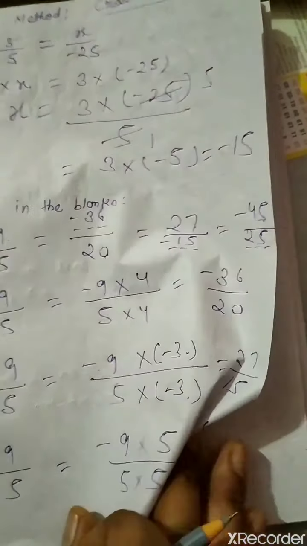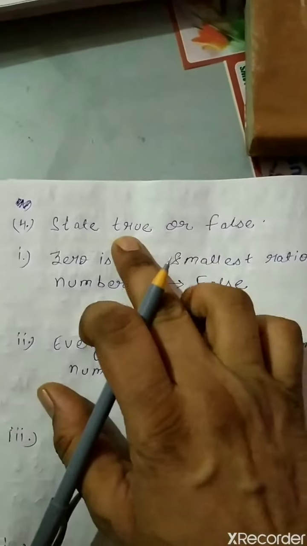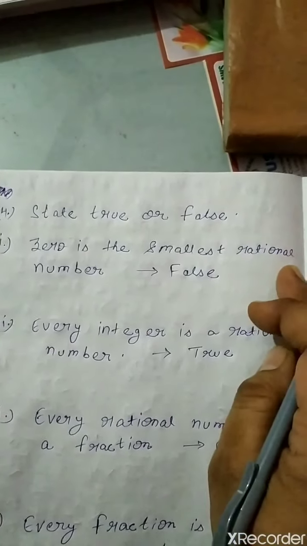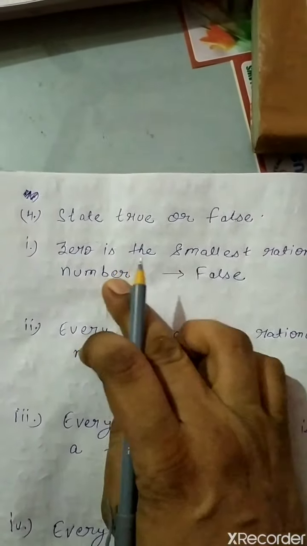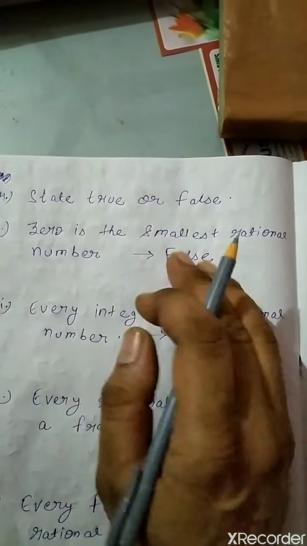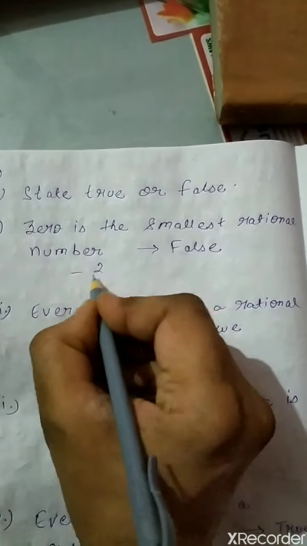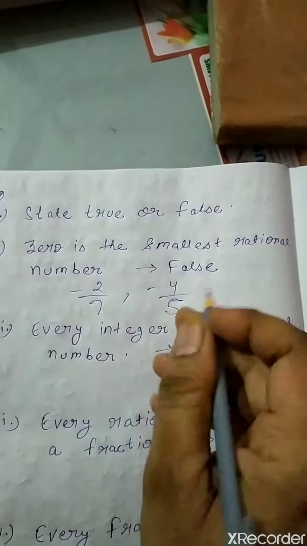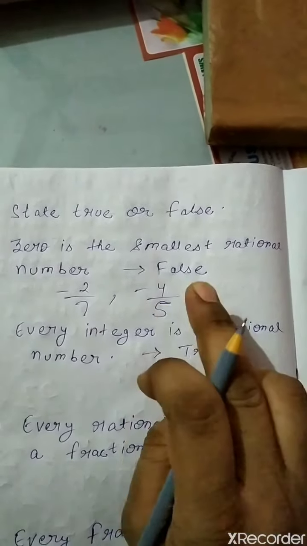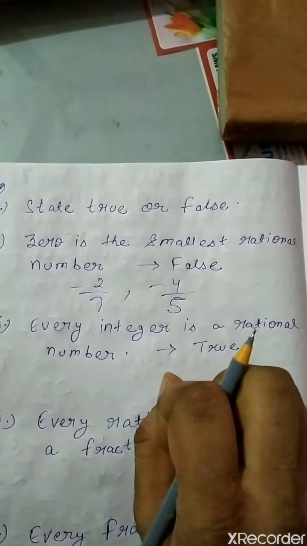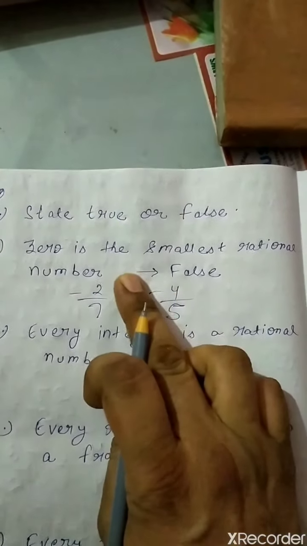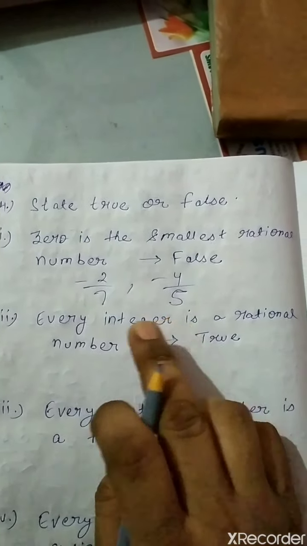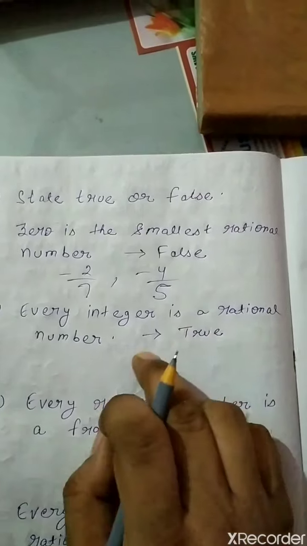Now see some true or false questions. If the question is given, 0 is the smallest rational number, that will be false, because rational numbers are negative also: minus 2 by 7, minus 4 by 5. Negative numbers are smaller than 0, so 0 cannot be the smallest rational number. So it is false. The next statement is: every integer is a rational number.